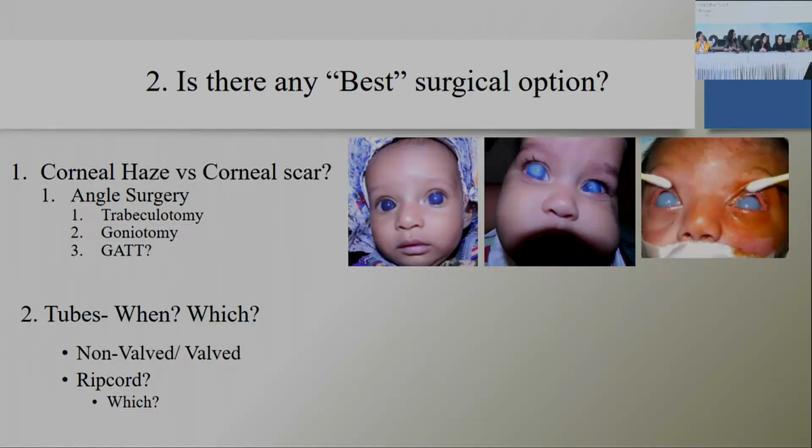So coming on to the tubes, which and when, Dr. Shanta, you'll have to take this. When would you do a tube, and which would you prefer? And when you say which, would you use a ripcord in all or not at all?